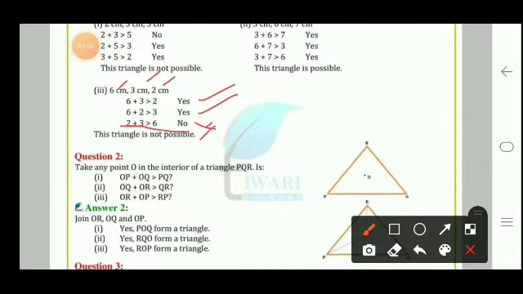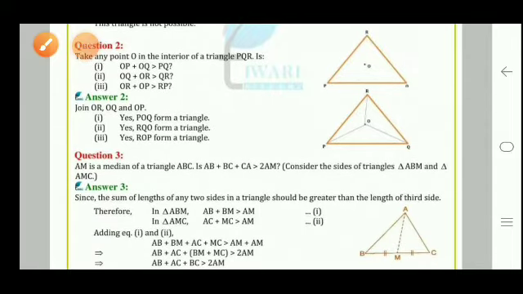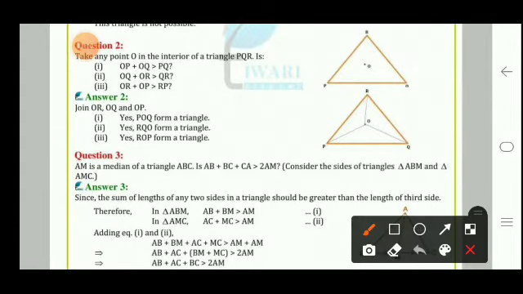Then question number 2. What is given in question number 2? Take any point O in the interior of triangle PQR. So we have taken a point O here. Is OP plus OQ greater than PQ? If we see here, OP plus OQ is greater than PQ. The answer is yes, because the sum of two sides is greater than the third side.